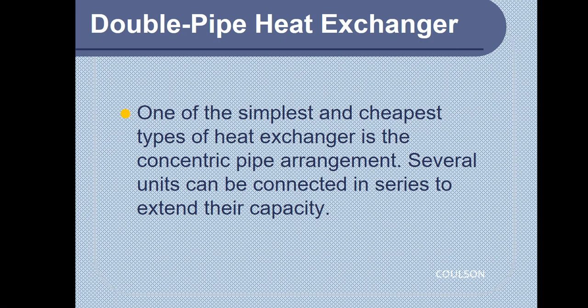So in terms of the types of heat exchanger, one of the simplest and the cheapest is the double pipe arrangement. It's a case of two concentric pipes in which you have a heating medium or a cooling medium in the annular space in between, and you have the other fluid in the inner pipe. The fluid in the inner pipe is either to be heated or cooled depending on the objective.